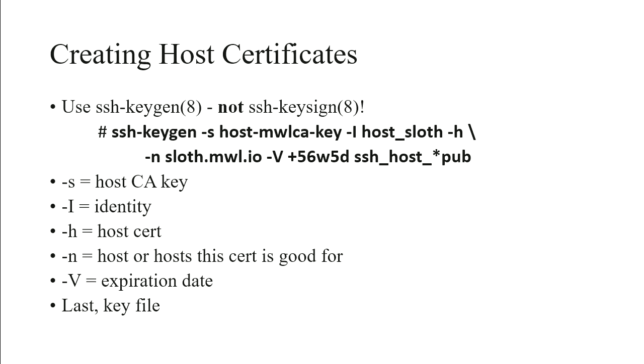So, how do you actually create a certificate? Well, OpenSSH has this beautiful ssh-keysign command that is completely irrelevant to signing keys. You want to use ssh-keygen. Minus s is your certificate authority, minus I is the identity. I'm creating a key for the host sloth. Minus h means this is a host cert. Minus n is the host that this is good for. Minus V is the expiration date in relative date format. And then there's the name of your key file. Here I'm signing all of the .pub files, creating certificates from all of the public keys for this host.